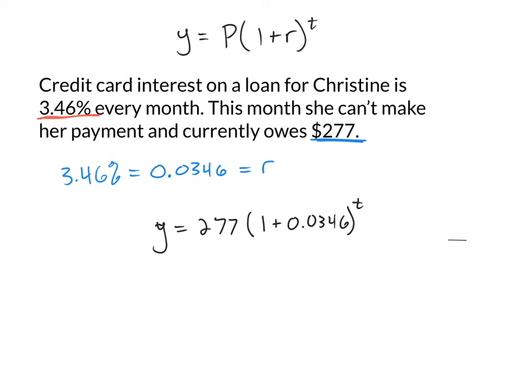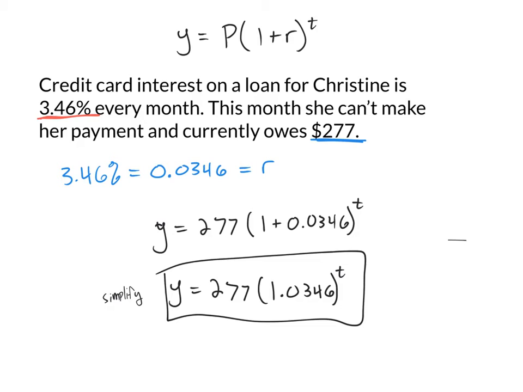I'm going to simplify this because I know that 1 plus 0.0346 can simplify, and it makes it easier for us to put into a calculator. So simplify: y equals 277 times 1.0346, and we want all of those decimal points. The only reason we would round is if we were getting an answer, but when we're setting up the problem, that 46 really makes a huge impact in the long run.